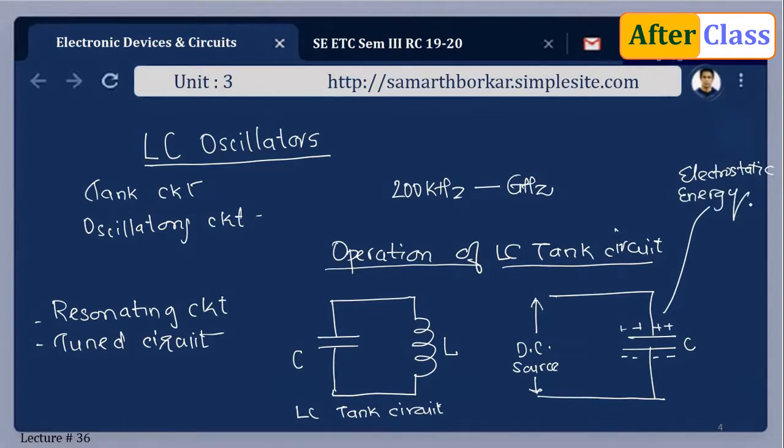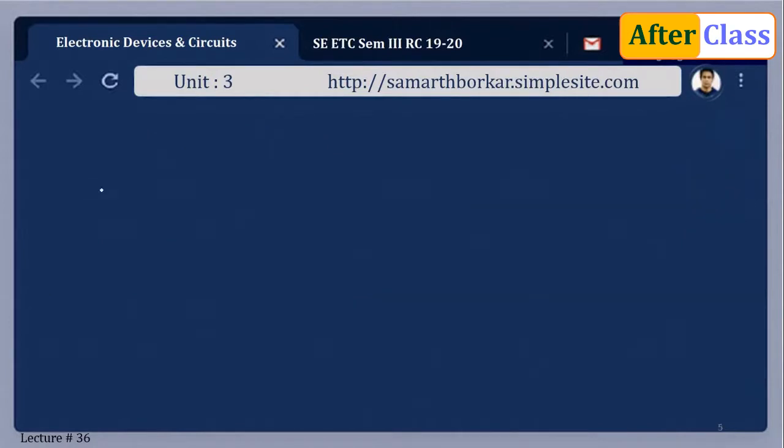So when such a charged capacitor is connected across the inductor, it forms a tank circuit, and then this capacitor starts discharging through L. Let me draw the diagram for this. So we have a capacitor which has been connected across the DC source to get this charge polarities. Fine, and then we have inductor connected across this capacitor.